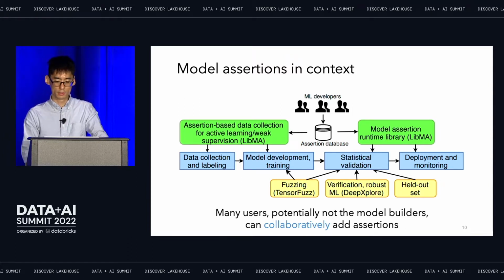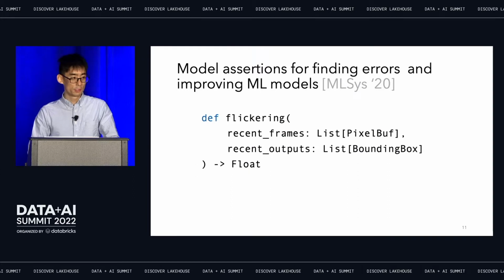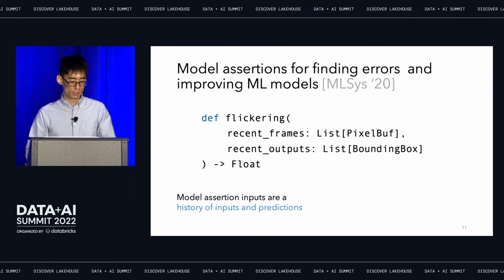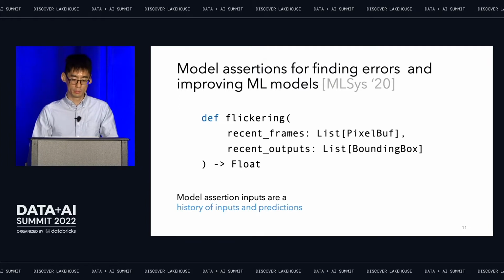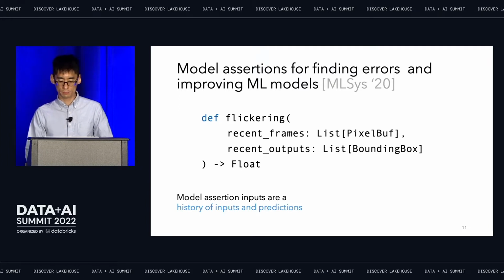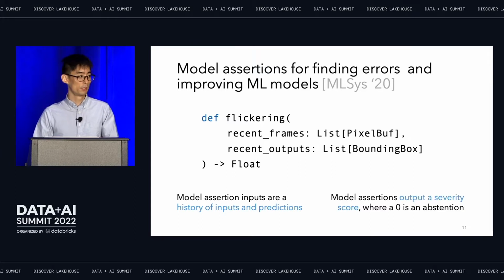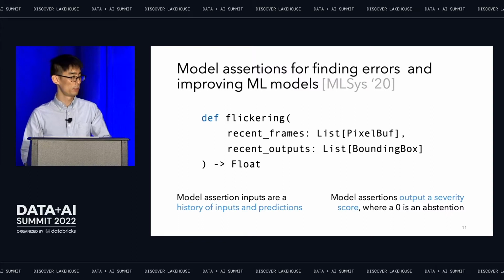So first, what are model assertions? Model assertions are opaque functions that the user provides. The inputs are a history of inputs to the ML model and the predictions from the ML model itself. Concretely, if you go back to the video use case, the inputs to the model assertion are the inputs to the ML model, for example, the frames, the pixel buffers of the frames, and the outputs, the bounding boxes. A model assertion outputs a severity score, which is a floating point number, where a 0 is an abstention.